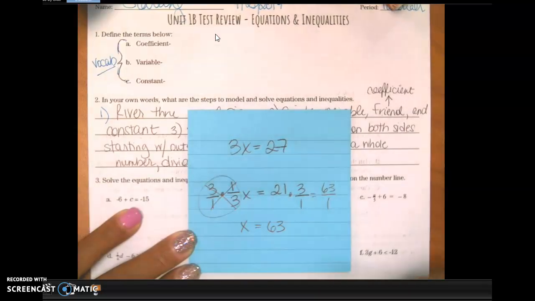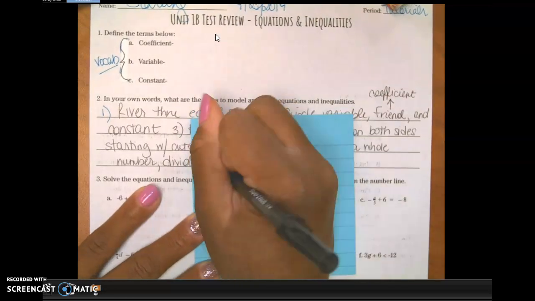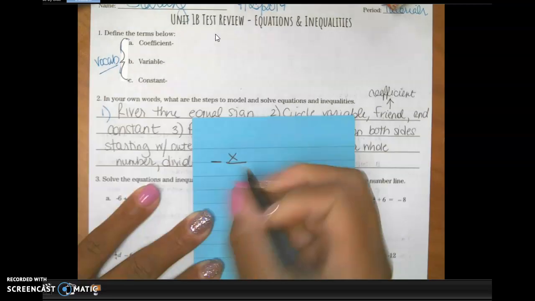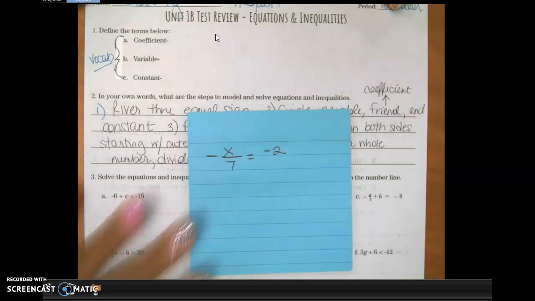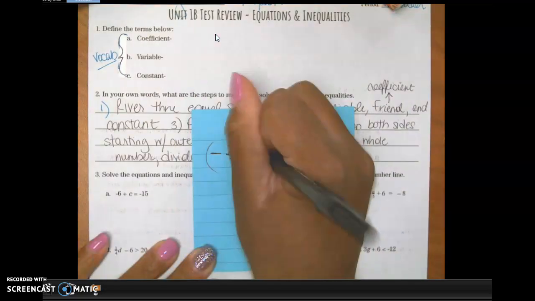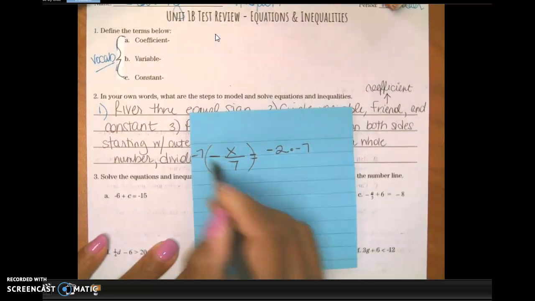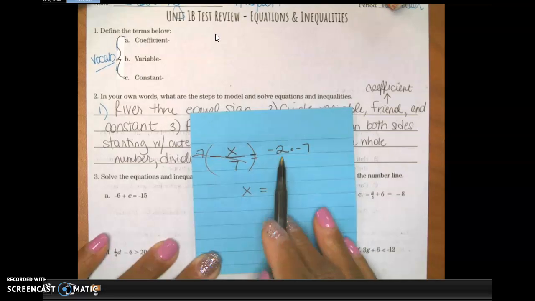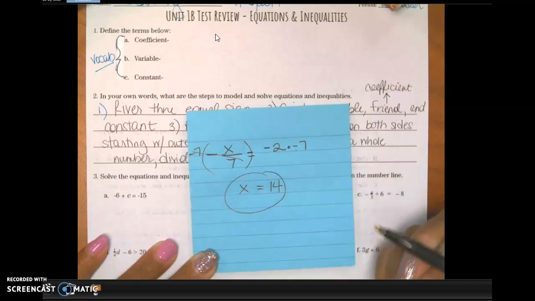The fractions aren't always going to look friendly like that. Sometimes they'll look like this: negative x over 7 equals -2. What do I do here? Multiply both sides by what? By -7. So times -7 times -7. These -7s cancel out. X is 14. Regular 14, because a negative times a negative is a positive.